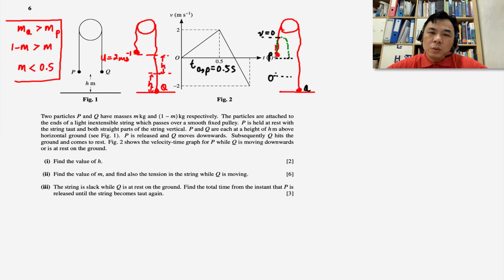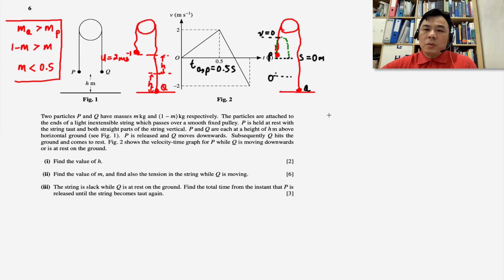Now all we need to do is to find out how long it takes to go up and come down to the same position again. When I say come back to the same position, it means the final displacement is equal to 0 meter. And that's the key thing that we're going to use here.